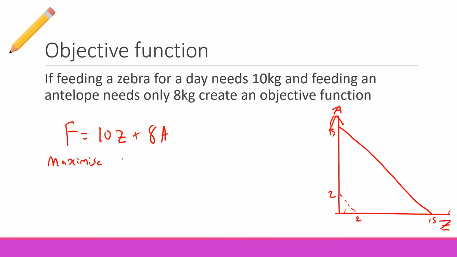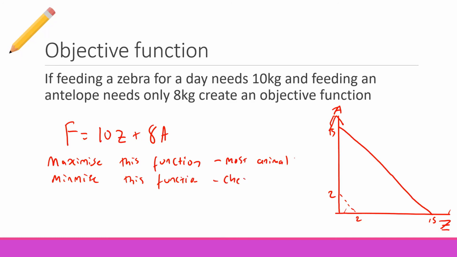We would probably want to maximize this function. Why? Because we want to get as many animals as we can. You might want to minimize this function, like, okay, how can I make sure that I spend as little money on food? You might want to minimize this because you're a bad zoo owner and you want the cheapest option. But that might be fine.